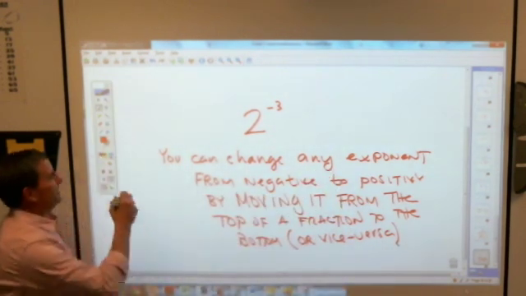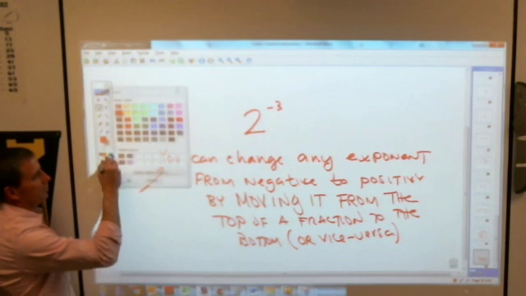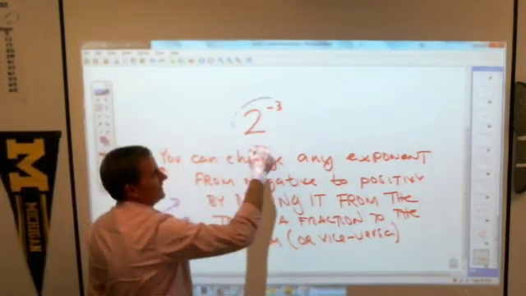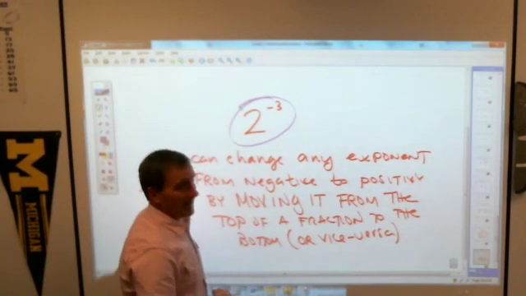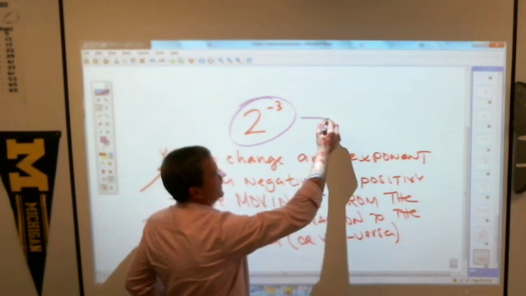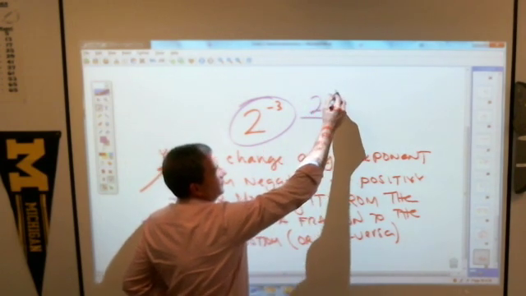Now, going back to this little thing here. What this means is this. I don't like negative exponents. I can change negative exponents to positive by, if I were writing this out in fraction form, it would look like this.